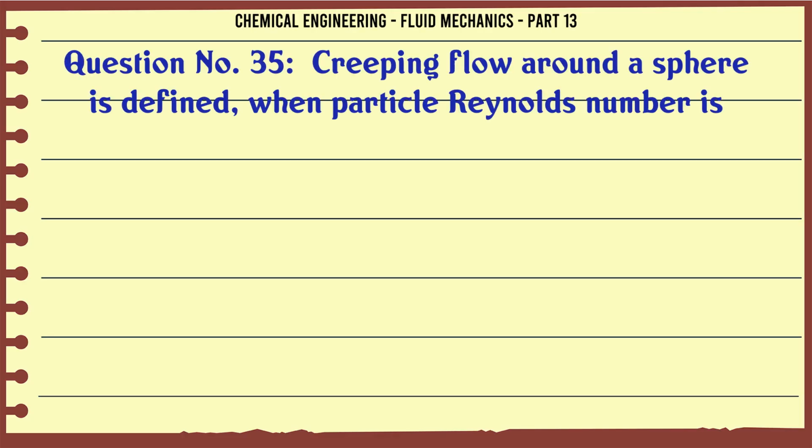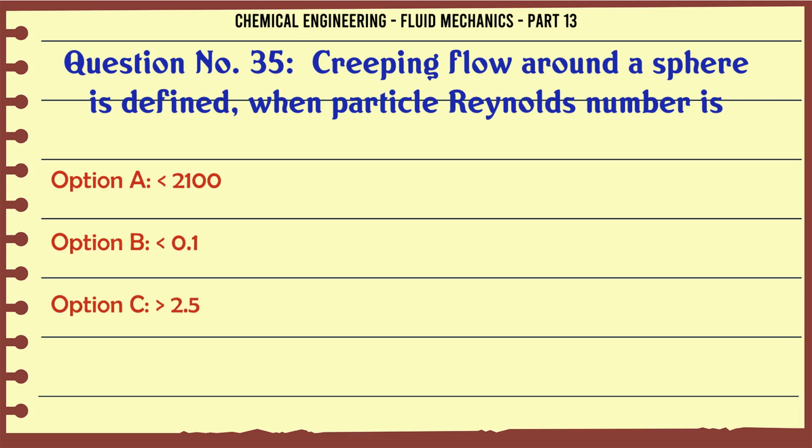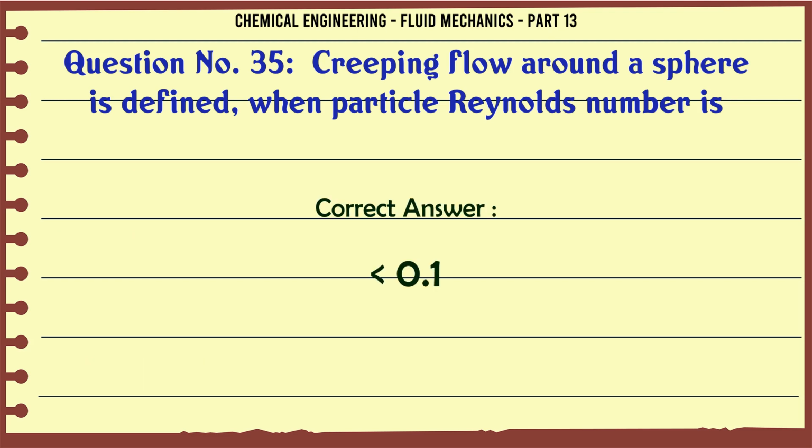Creeping flow around a sphere is defined when particle Reynolds number is A. 2100. B. 0.1. C. 2.5. D. 500. The correct answer is 0.1.